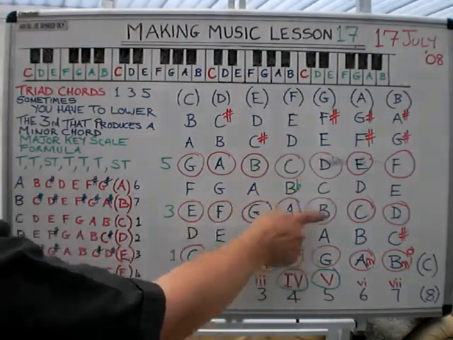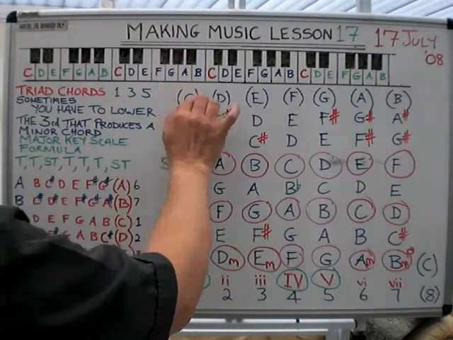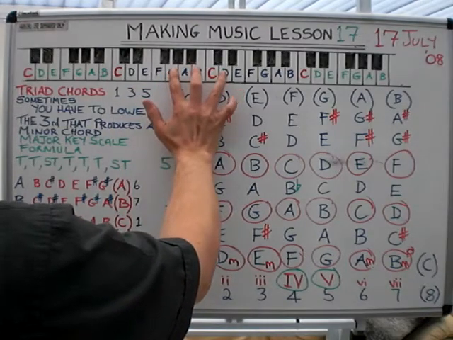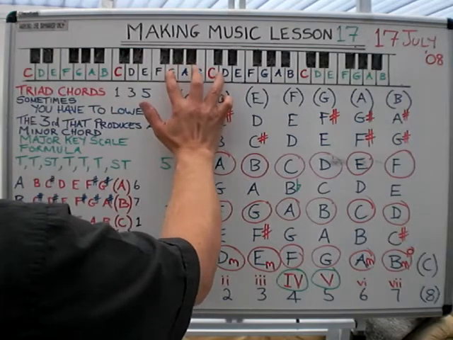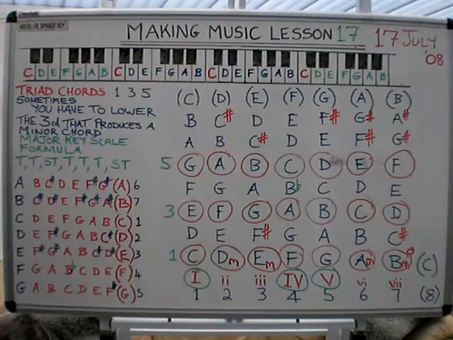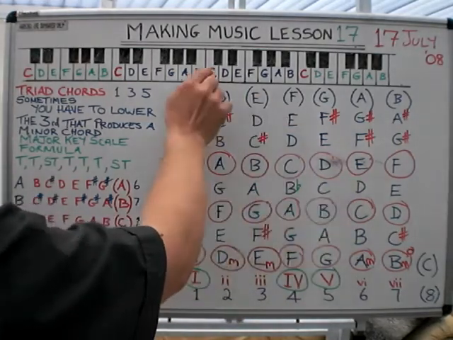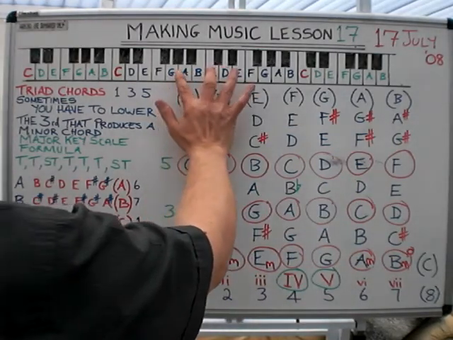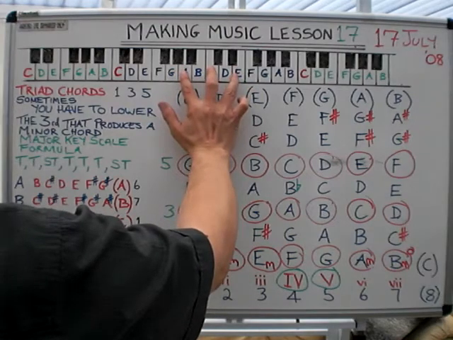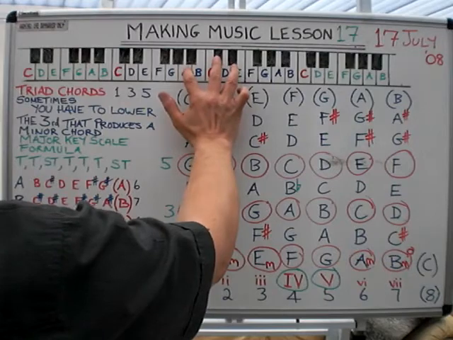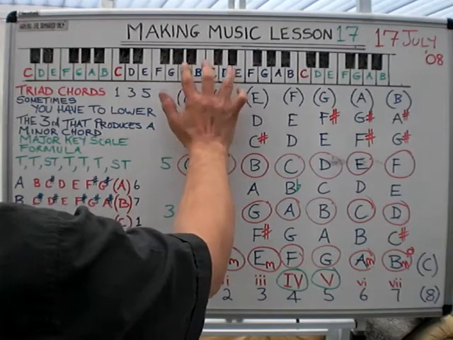G, B, D for the G chord, the G triad chord. Let's find a G. G, B, D there. I'll move my little finger out. G, B, D. A minor chord, A, C, E. A, C, E. Bit of a stretch this one. Now originally the C was sharpened. It would have been up here with my middle finger. We lowered it. A minor.